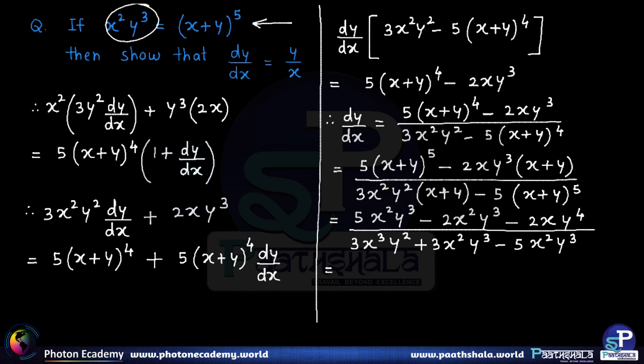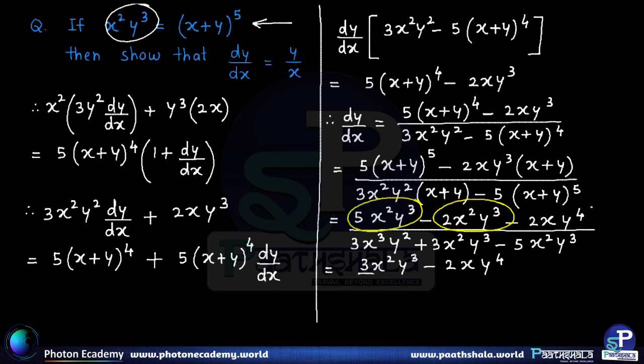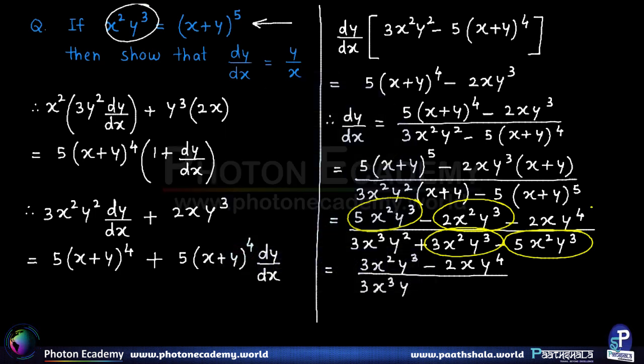So now we collect the like terms, that is 5x²y³ minus 2x²y³, that gives us 3x²y³ minus 2xy⁴, divided by, in the denominator the like terms are once again x²y³ and x²y³. So that gives us, first term is 3x³y² minus 2x²y³, right?